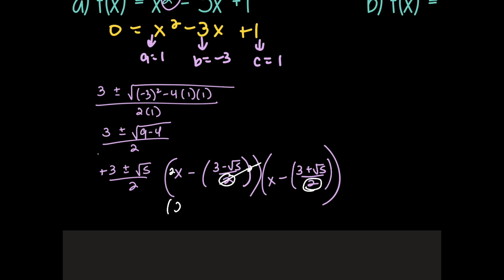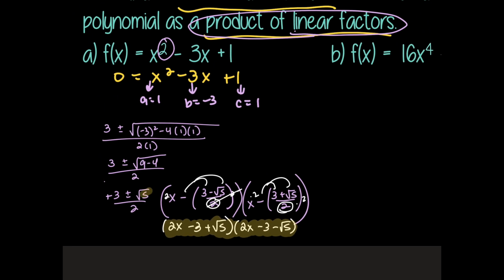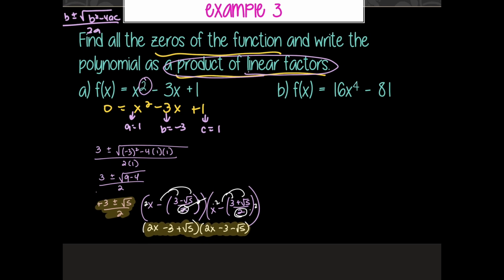So I end up with 2x, this distributes to both, minus 3 plus root 5, multiply by 2 here and by 2 here, and I get 2x, distribute here, minus 3 minus root 5. So this is the factored form, or the linear factors, of a polynomial with roots that are 3 plus and minus root 5 over 2. So remember, linear, it can't be squared, first of all, and it also can't have that fraction in it.